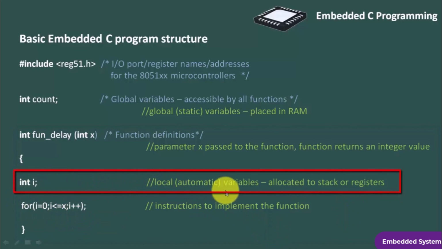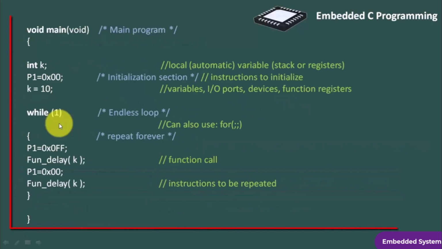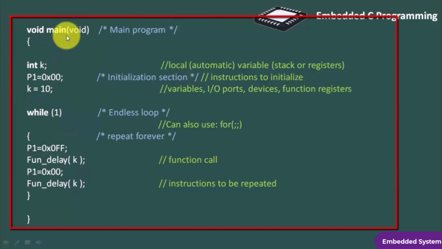Local variable. Local variables, in contrast to global variables, are confined to their respective function. Local variables are automatic type variables. Normally, these variables are placed in the stack or registers. Every C or embedded C program has one main function from where the execution of the program begins. The main function is the core of every program execution. Every program uses only one main function, because if a program contains more than one main function, then the compiler will get confused about where to start the program execution.